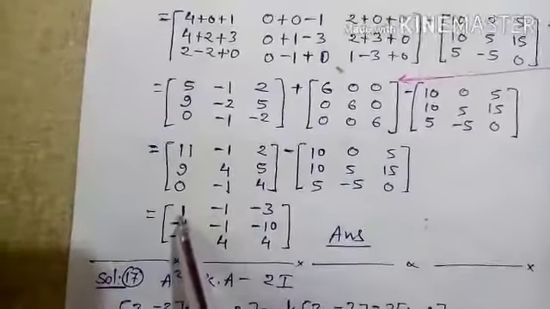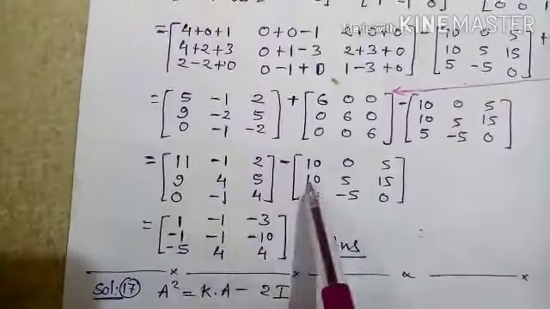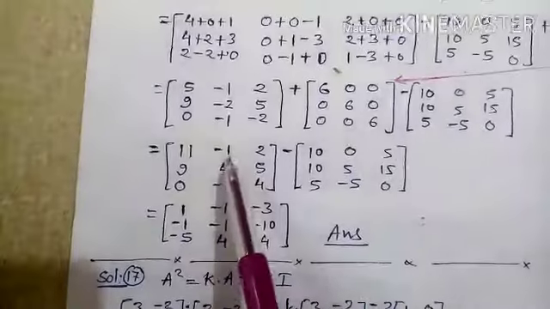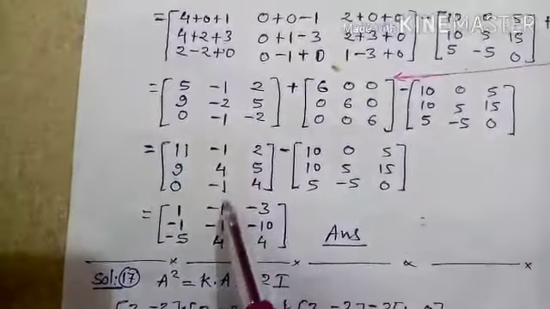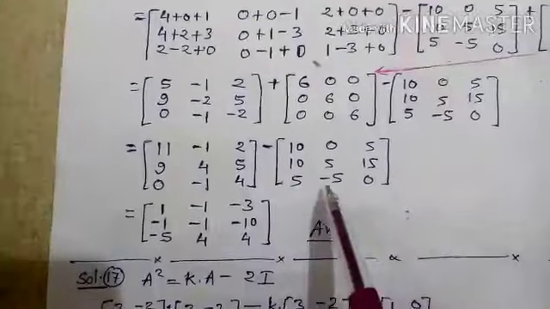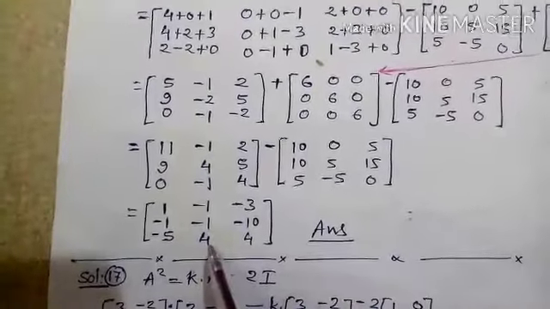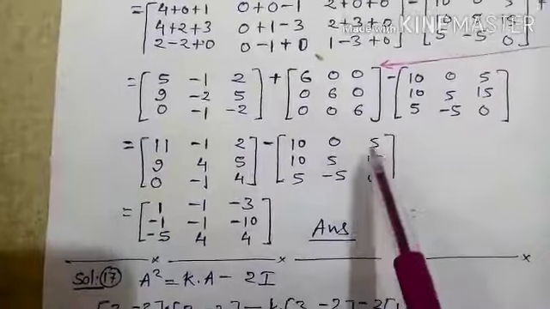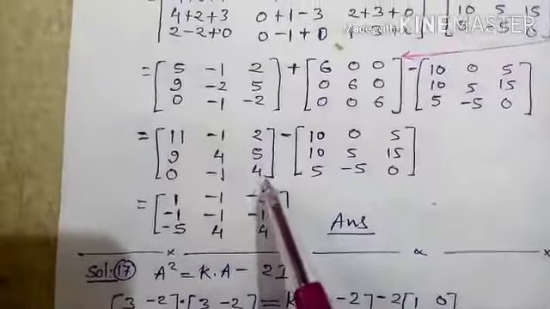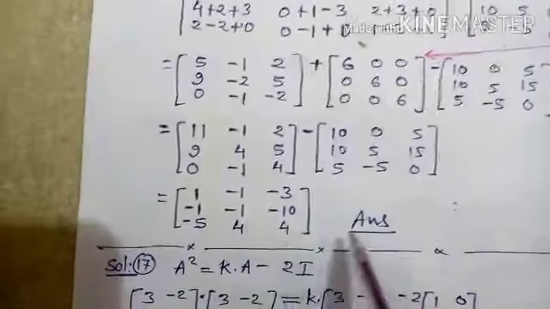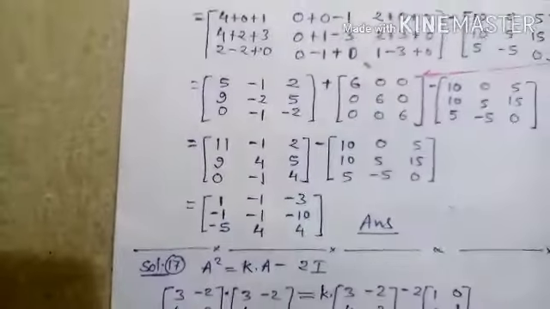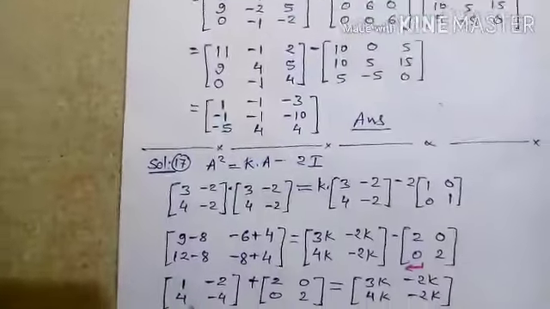11 minus 10, only 1, 9 minus 10, minus 1, 0 minus 5, it means minus 5, minus 1 minus 0, it means only minus 1. 4 minus 5, once again minus 1. Minus 1 minus minus 5, so it will be plus 4. 2 minus 5, it means minus 3. 5 minus 15, it means minus 10. And last 4 minus 0, that is 4. This is our answer. Now, let's see the proof of one more question, question number 17.